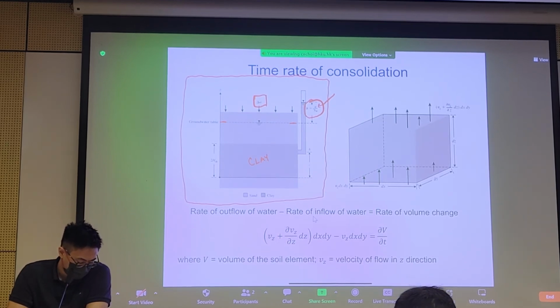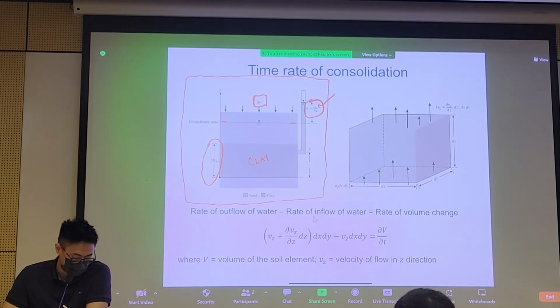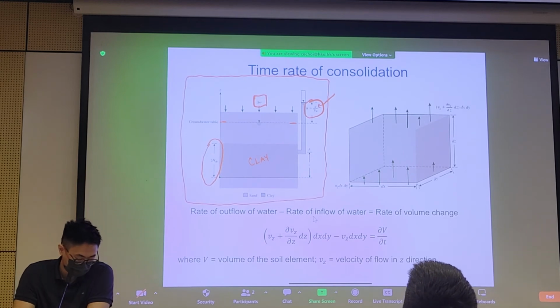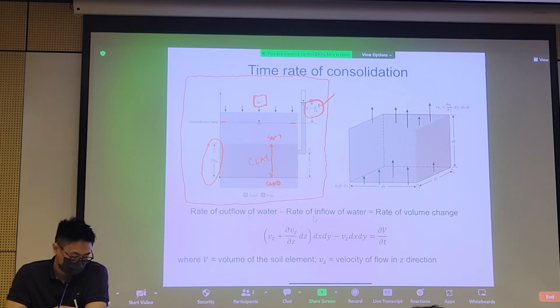And we have a clay layer with a thickness of 2 HDR, and we'll talk about why we look at 2 HDR, because we assume that there are 2 drainage paths. Since this is sand, this is sand, the drainage path is actually half of the clay layer. So we have 2 drainage layers here, so we call it 2 HDR.